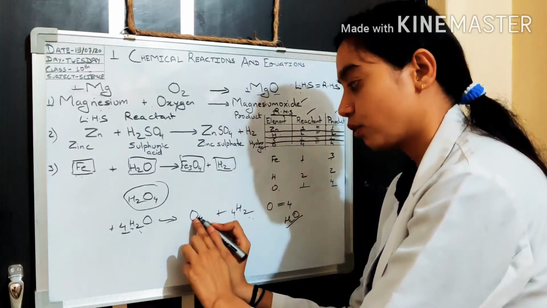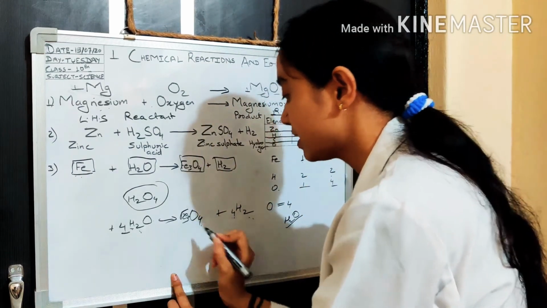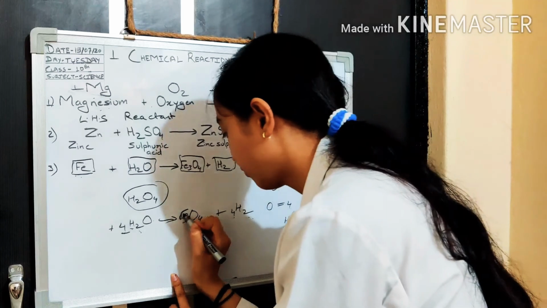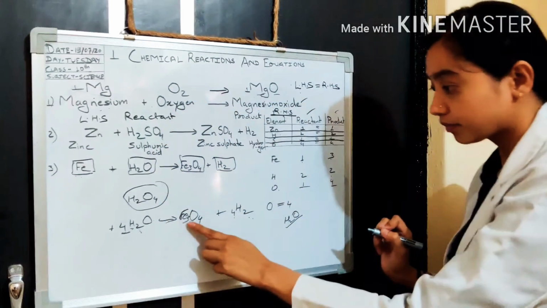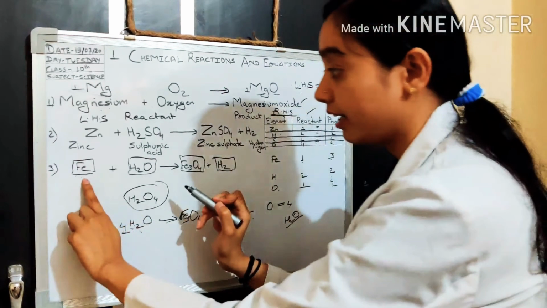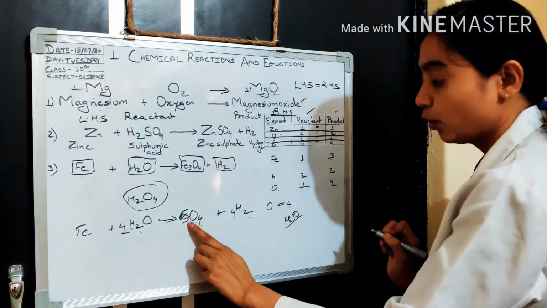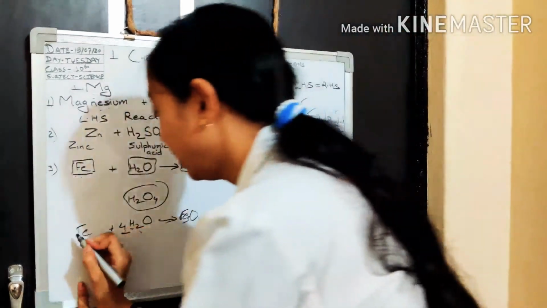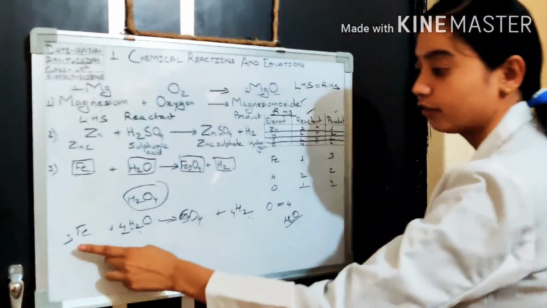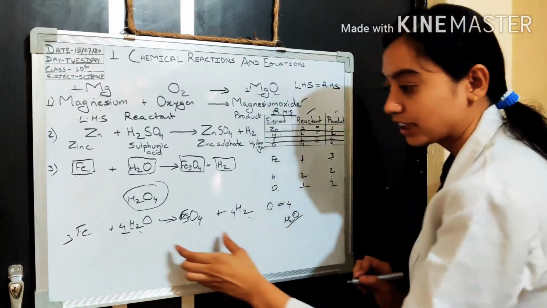4 O, yes, O4. Now comes the next number, Fe3. Here iron atoms are 3 and here the iron atom is 1. So for balancing it, we have to add 3 iron atoms here. Now the reaction is balanced.